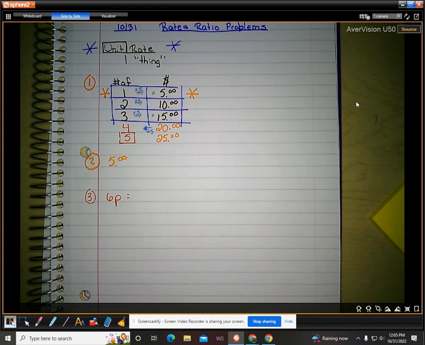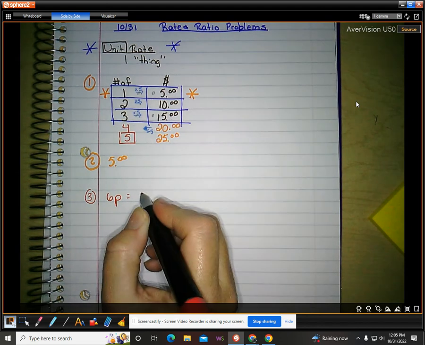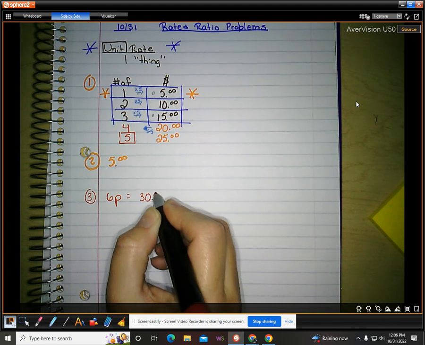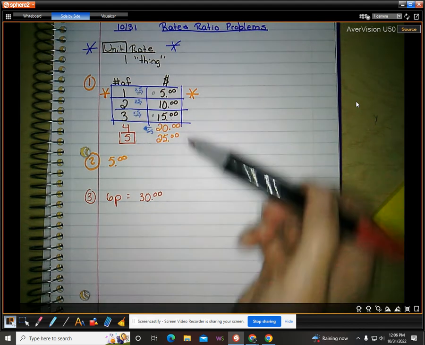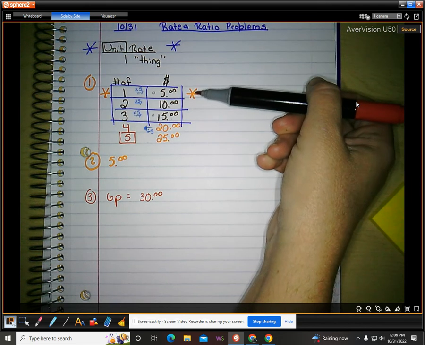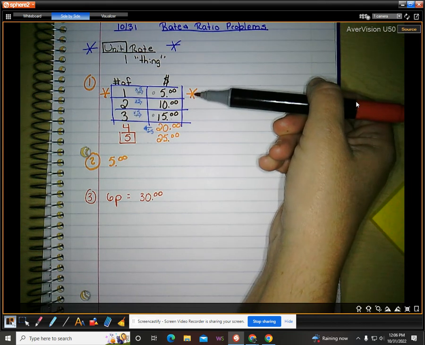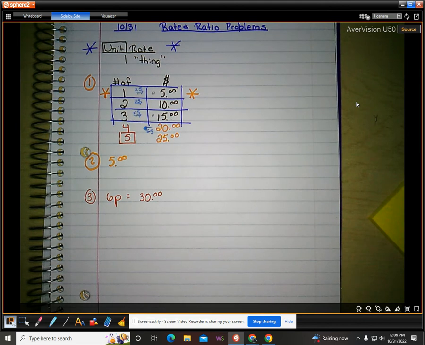Justin, how much money are you going to need? How did you figure that out? He did the multiplication method. He knows he needs 6 packages. He knows the unit price. 1 package is $5. So he took the 6 times the 5 to get $30.